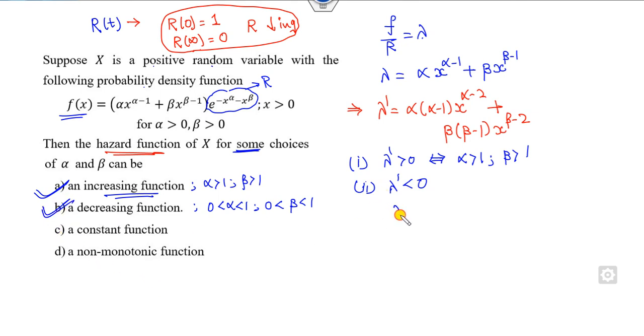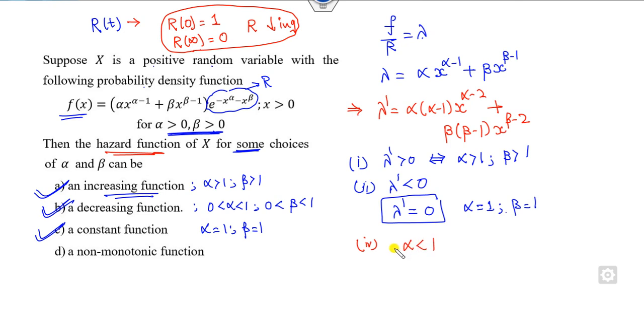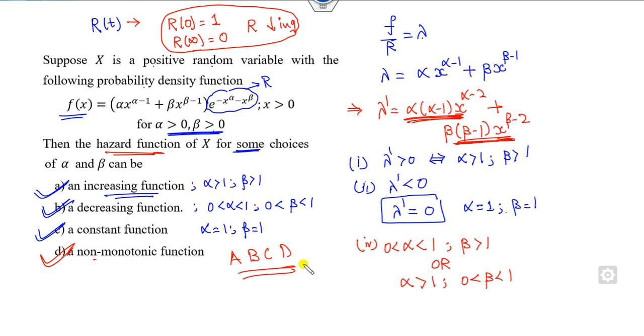Can it be a constant? It will be constant when lambda dash is 0. Can it be 0? Yes, if alpha is equal to 1 and beta is equal to 1, both are satisfied here. So this is also constant. That condition is when alpha is 1 and beta is 1. Can it be non-monotonic? That means, is it possible that it is neither increasing nor decreasing? Yes, if you take alpha less than 1 and beta greater than 1, then this part will be positive but this part will be negative. It means it can never be increasing or decreasing. Or if you take alpha greater than 1 and beta between 0 and 1, again it is neither increasing nor decreasing. So that means non-monotonic. So all the options are the right answer of this problem.